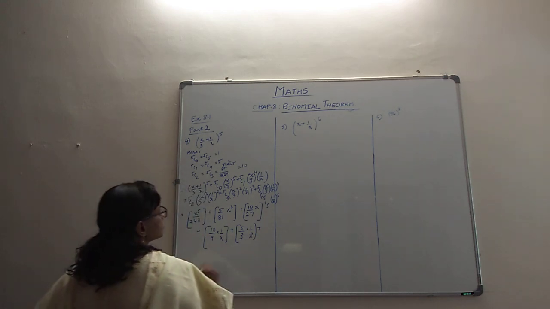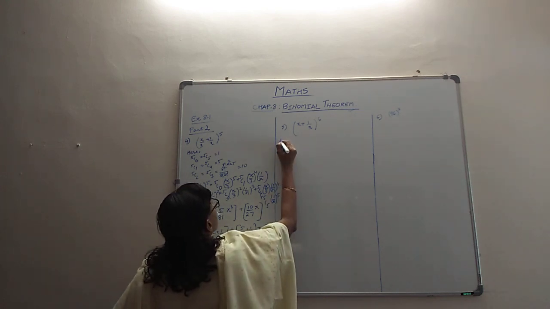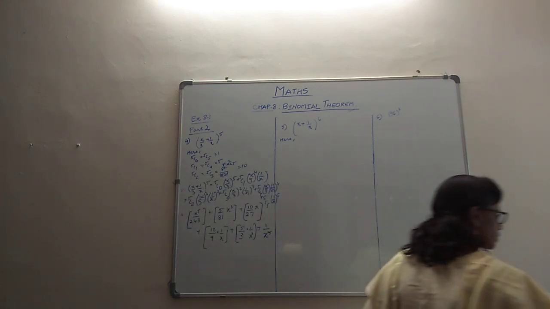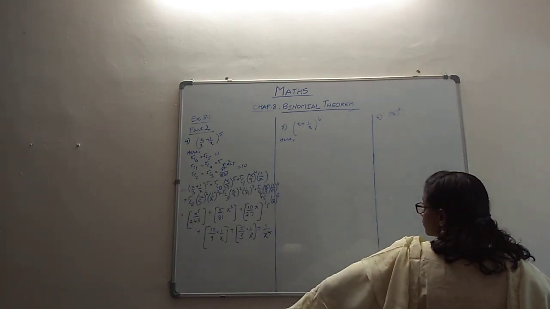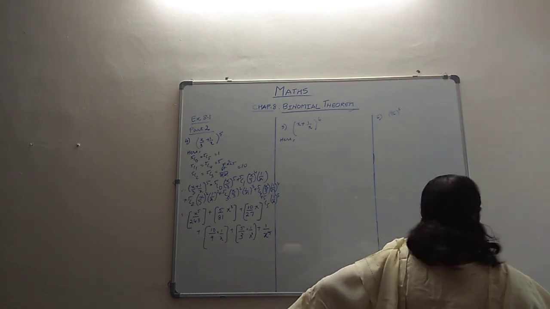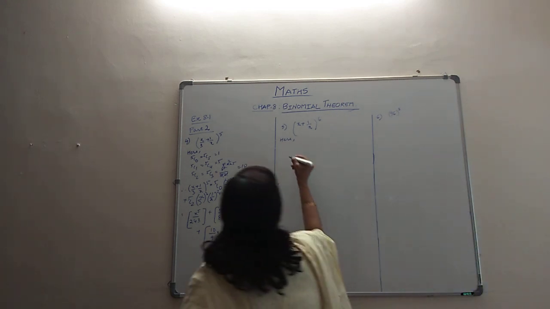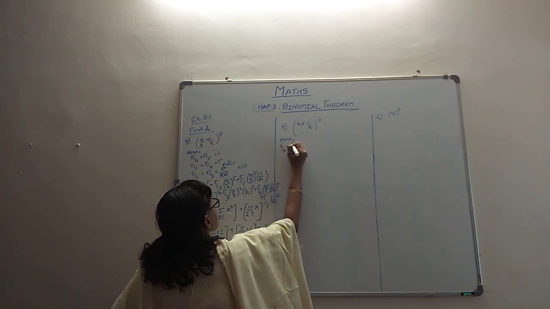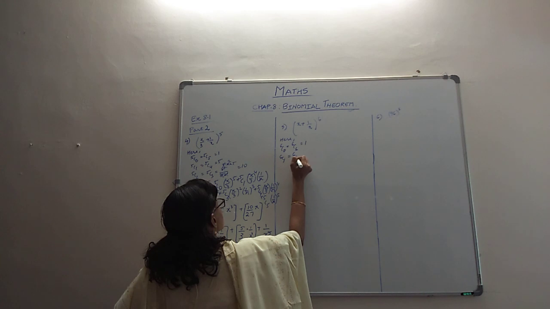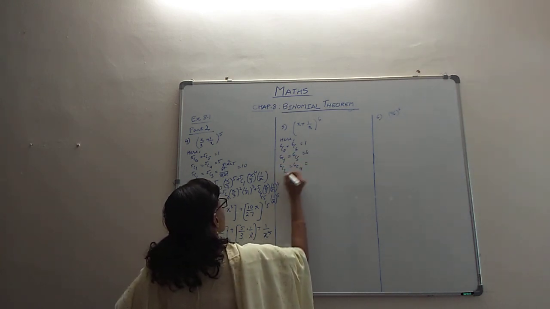Then last term, 5C5, which is 1, and 1 by x^5. Before this, I'll get myself okayed with this. Okay, perfect. Here 6C0 is 6C6, which is 1, 6C1, 6C5, 6, 6C2, 6C4, and 6C3.